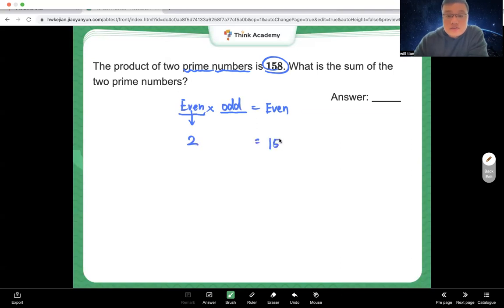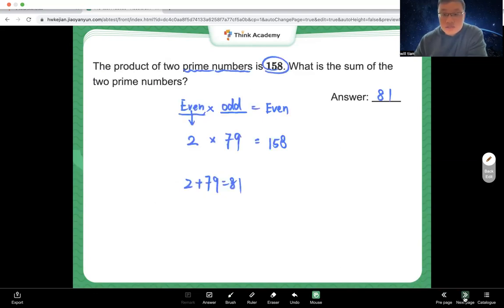So you just do the division, 158 divided by 2, that'll be 79. Is 79 a prime number, guys? Of course it is. So the answer to the question is going to be the sum of these two numbers. So we do 2 plus 79, which is 81. Yeah, that's it.